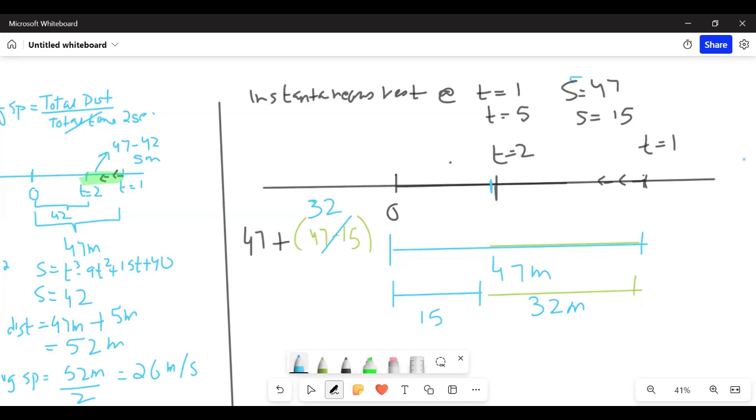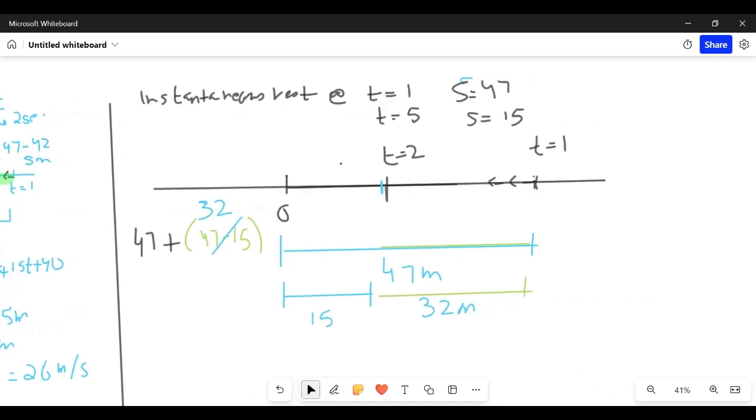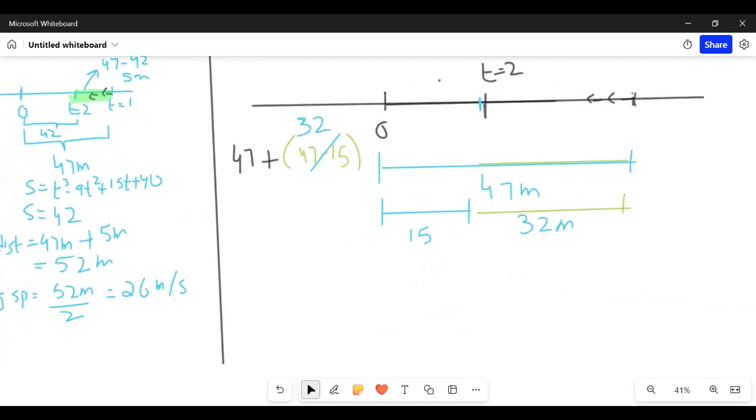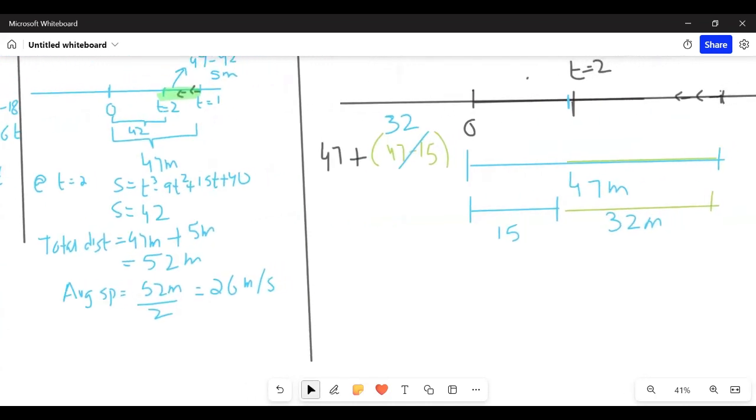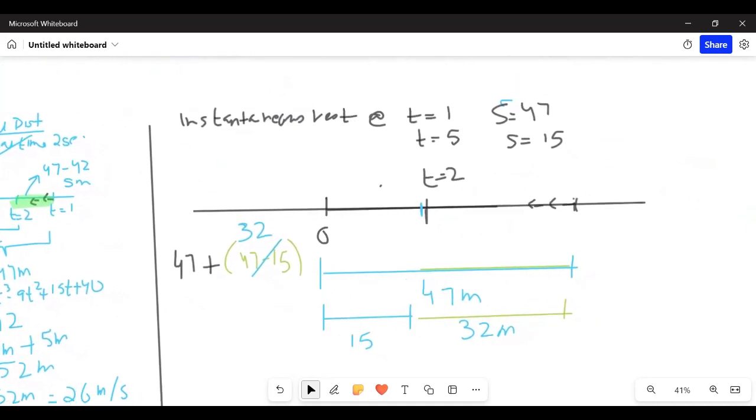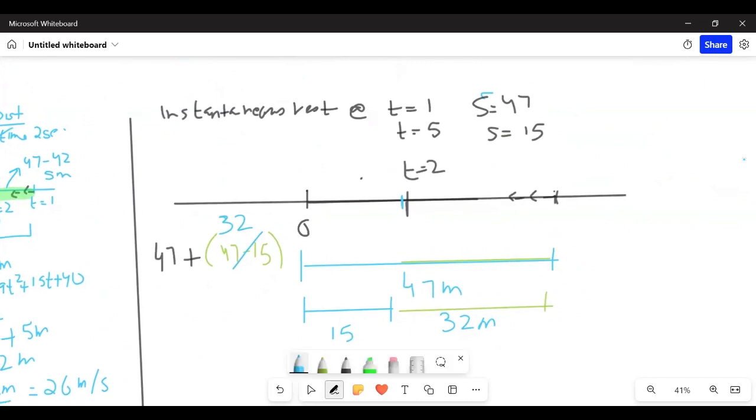And now let's find the displacement at t equals 5. So when t is 5, when t equals 2, but I think the distance was something else. 42, sorry. I made a mistake. We don't need the distance at 2, we need the distance at 5. So this is 5. Okay? And this is t equals 1.